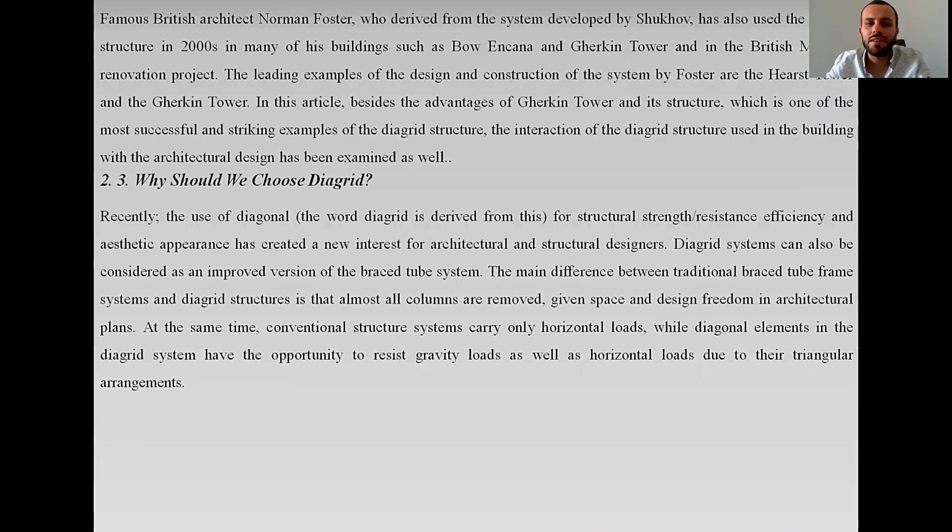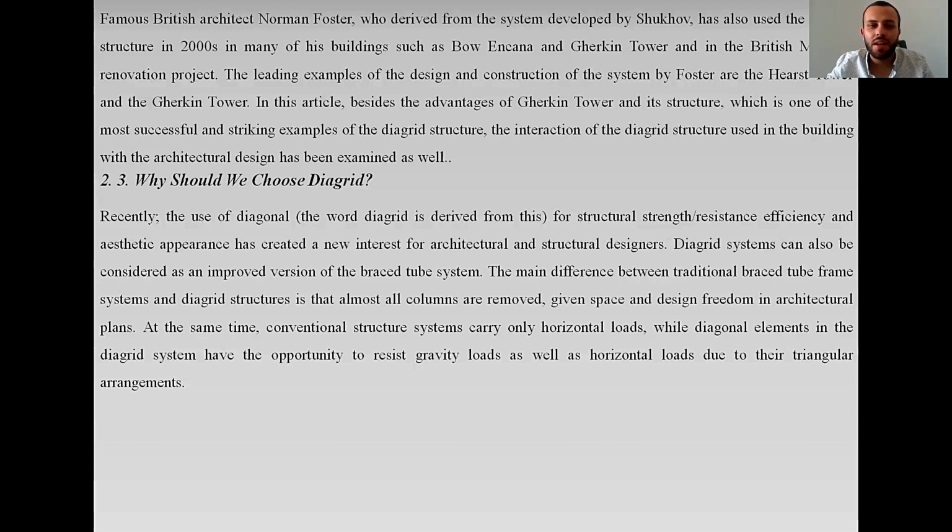In this article, besides the advantages of the Gherkin Tower and its structure, which is one of the most successful and striking examples of the Diagrid structure, the interaction of the Diagrid structure used in the building with the architectural design has been examined. Recently, the use of diagonals for structural strength, resistance, efficiency, and aesthetic appearance has created a new interest for architectural structural design.